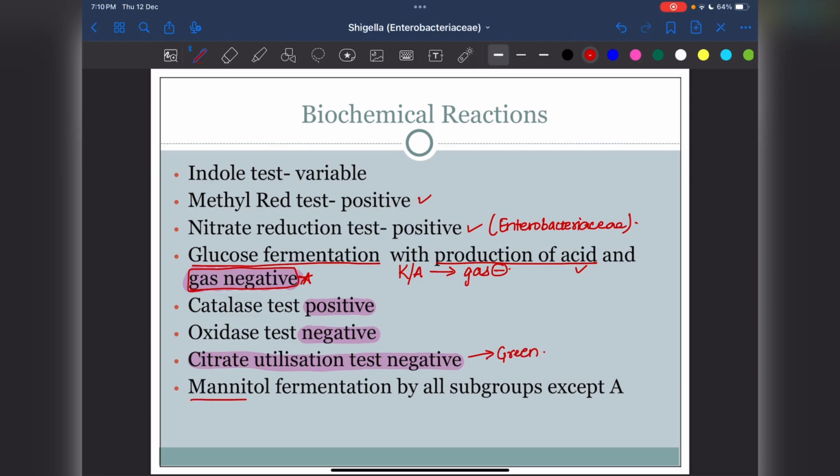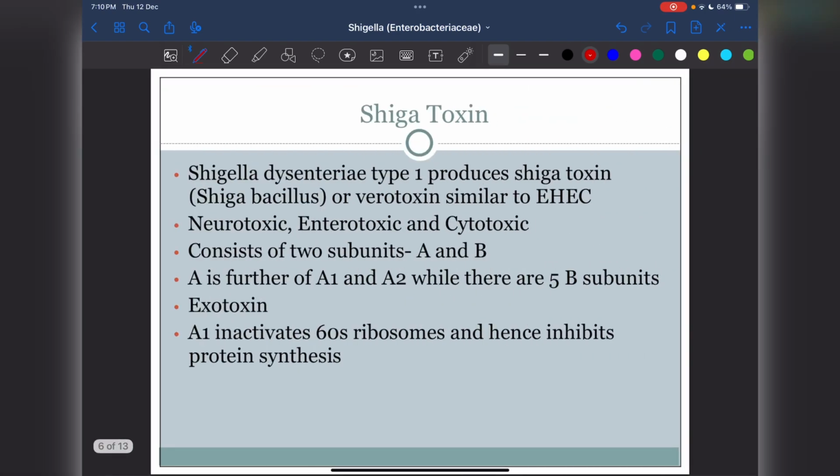And mannitol fermentation is done by all the subgroups except subgroup A, the most important one, that is Shigella dysenteriae, that does not show mannitol fermentation. Next up, we come to Shiga toxin. Shiga toxin is one of the pathogenic factors, the reason why Shigella is pathogenic, that is due to Shiga toxin.